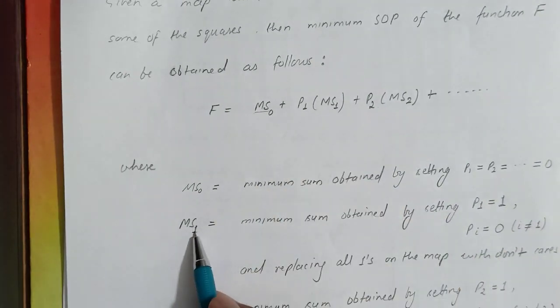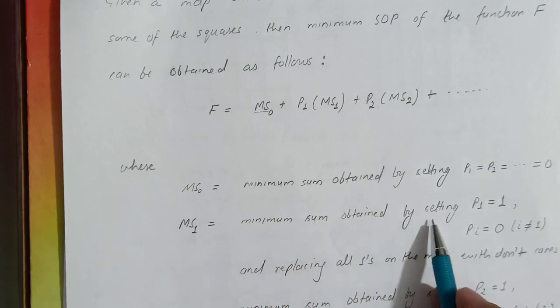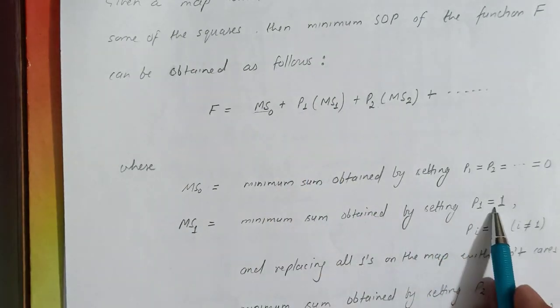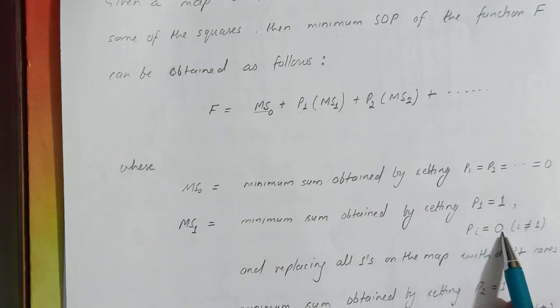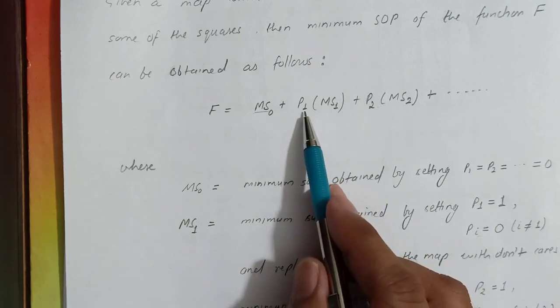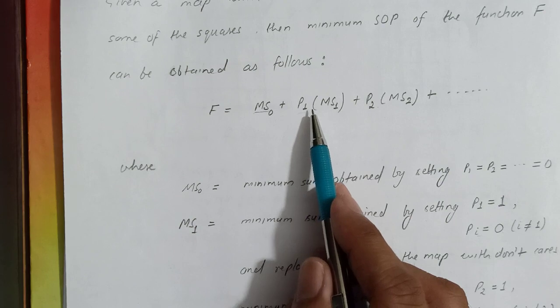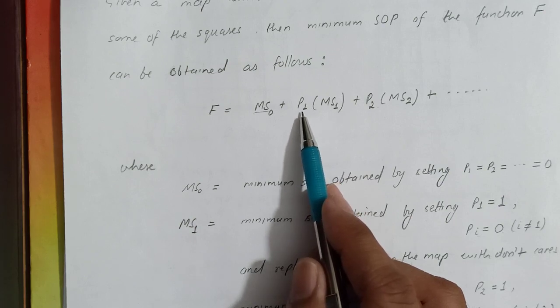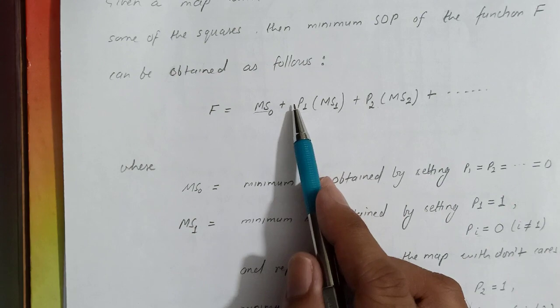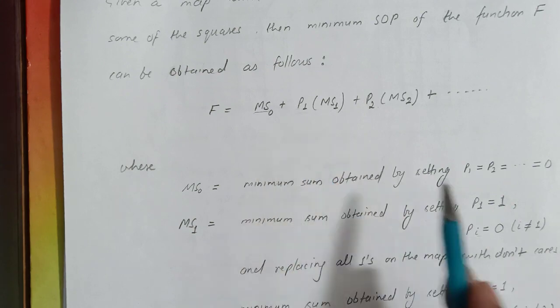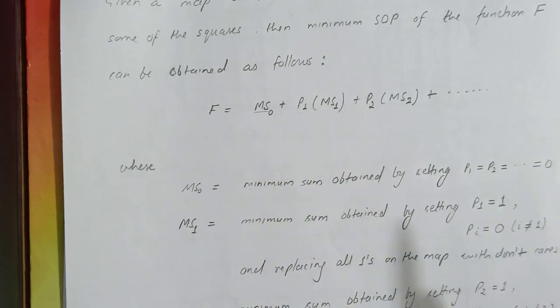Similarly, ms1 is the minimum sum obtained by setting variable p1 as 1 and the remaining variables as 0, and also replacing all ones on the map with don't cares. So just suppose we are solving the VEM method where p1 is inside the map. We will make p1 as 1 and all other variables inside the map as 0, and replace all the ones on the map with don't cares.